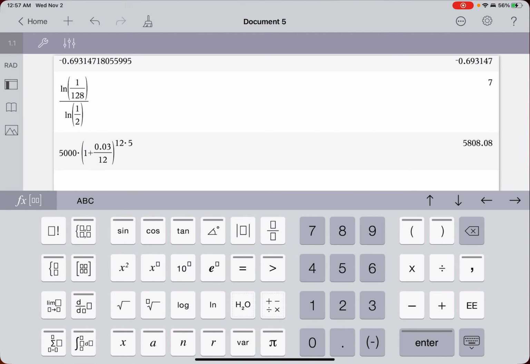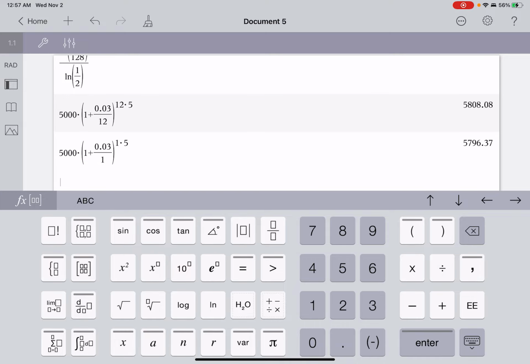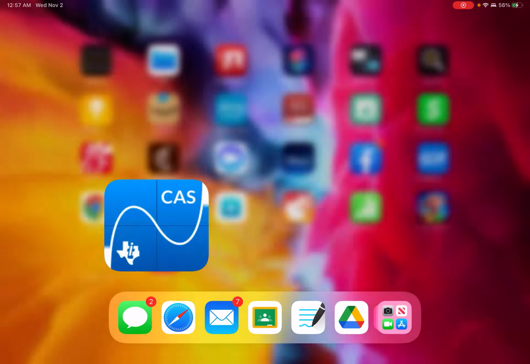Now let's do the pink one. It'll be almost exactly the same, except that the 12 would now be a 1 because we're doing it annually. And that amount is $5,796.37.